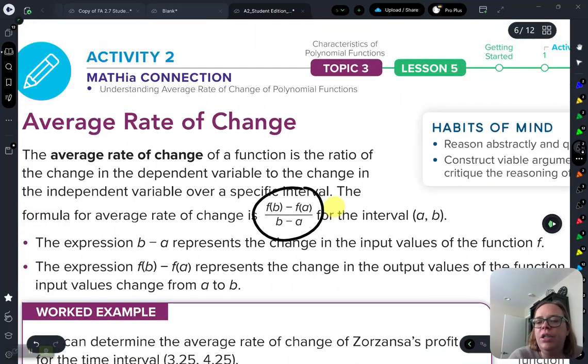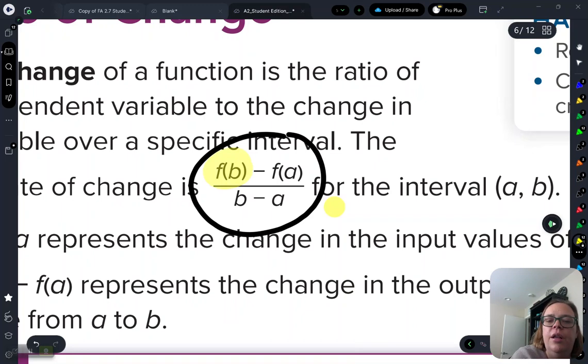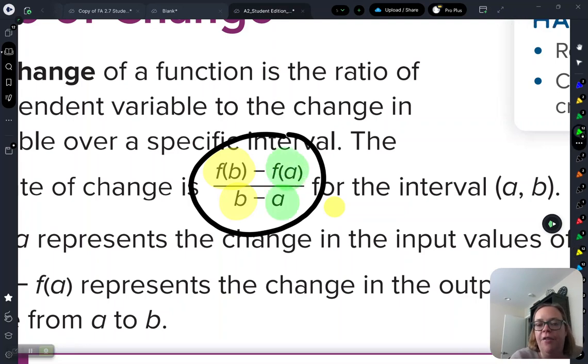But it's essentially the same thing. We're using function notation here. f of b and b are basically saying when I plug in b, I get f of b. So they're a point. And then a and f of a, if I plug in a, I get f of a. And you've got the subtraction, you've got the division. If you just think of this as the slope formula, you'll be fine. Okay.